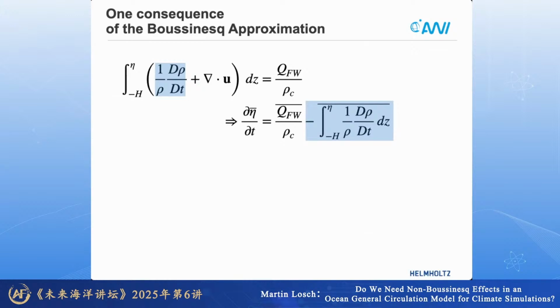Here I integrated the continuity equation, the fully non-Boussinesq continuity equation, and I marked the term that we are going to neglect in blue. And it's integrated from the bottom of the ocean to the surface. And then the only thing that can change this integral is the surface freshwater flux, which is this Q_FW, divided by some constant freshwater density.